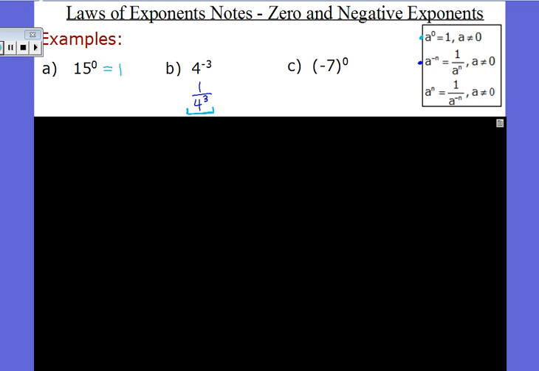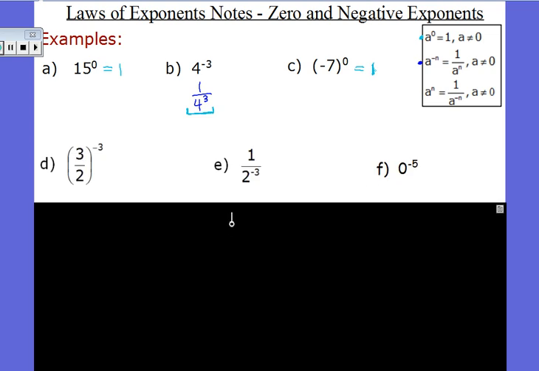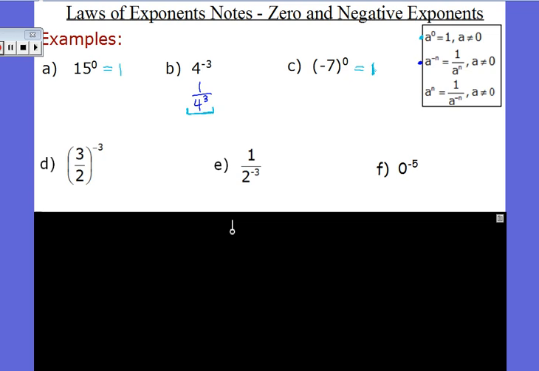Here we're using the law of an exponent of 0, so negative 7 to the 0 is 1 because my base is something other than 0. Okay, here we're going to use two properties.